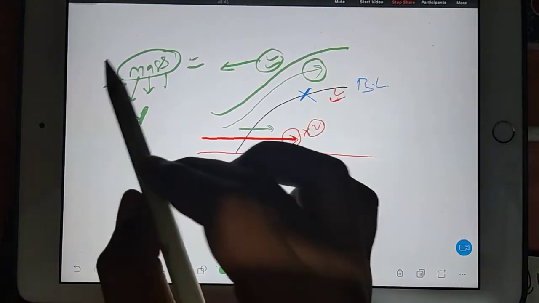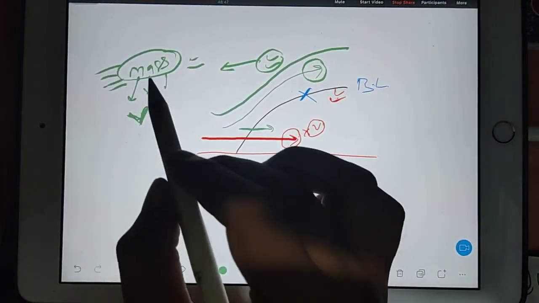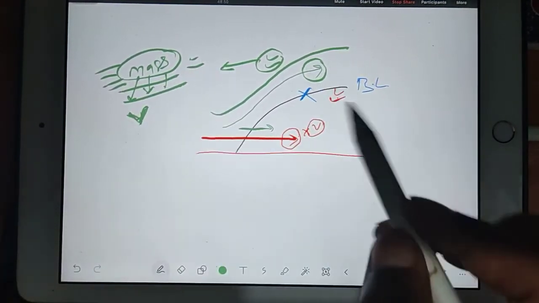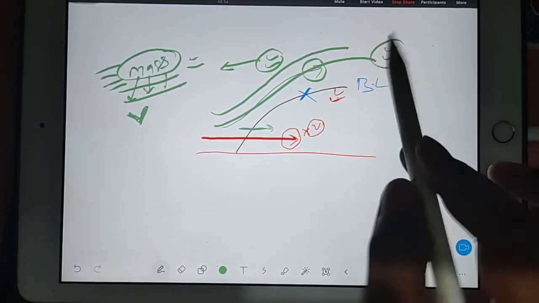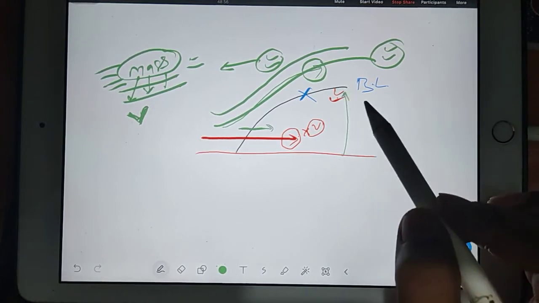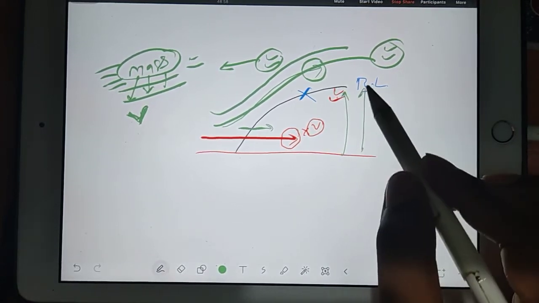The corresponding momentum with this mass. Very good, that is the right word. The corresponding momentum with this mass is not able to enter now anymore. That is also being displaced. So momentum thickness, that's why momentum thickness is coming into picture. So boundary layer thickness, del.